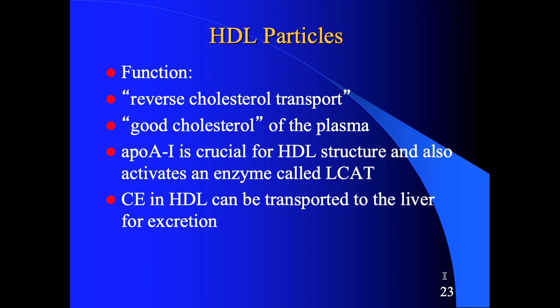So now let's talk about HDL. Why are they considered good? Here's their function. They do what's called reverse cholesterol transport. In other words, they're taking cholesterol from extrahepatic tissues to the liver. And so that's why when you see it in the blood, you say, hey, that's a good cholesterol. That's going in a good place, probably out of the body. One of the things about HDL is ApoA1 is crucial for HDL structure and also activates an enzyme called LCAT. We'll look at that in a second. And cholesterol ester in HDL can be transported to the liver for excretion. So that's what it's doing.